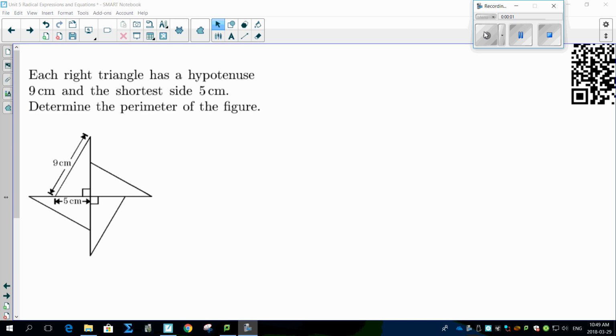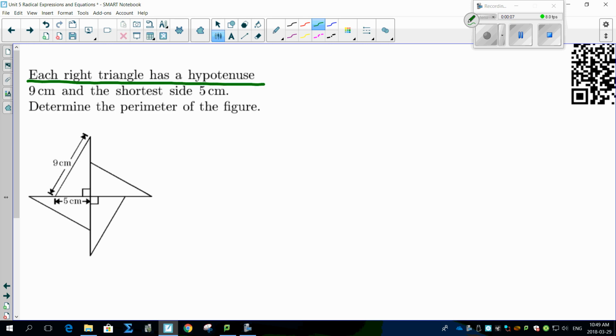Well, here's a great question I want to look at, and it's kind of neat because if you read it, it says each right triangle has a hypotenuse of 9 centimeters. So in other words, I want to just look at this triangle right here. Look, that's got a hypotenuse of 9 centimeters. And the shortest side, which is from here to here, of course, is 5 centimeters. Now, it says determine the perimeter of the figure.